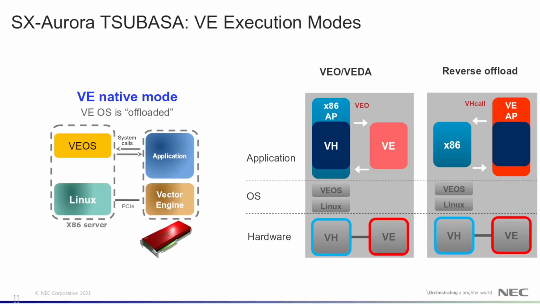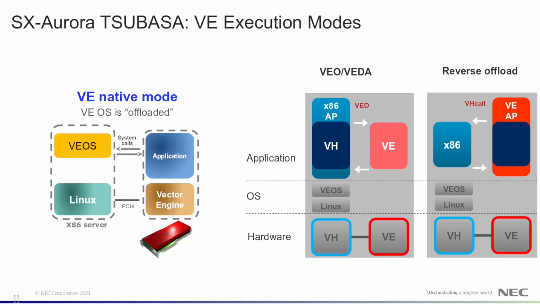Somewhat to the system software. The main execution mode of the vector engine is the so-called VE native mode. In that mode, an application is loaded entirely onto the vector engine and run from the vector engine. The application can execute system calls. The system calls are handled by the operating system of the vector engine, which is called VEOS, and runs mostly in user space on the Linux server.